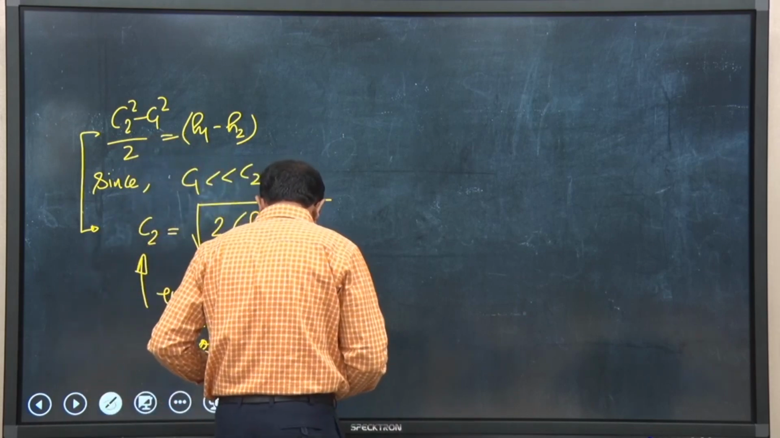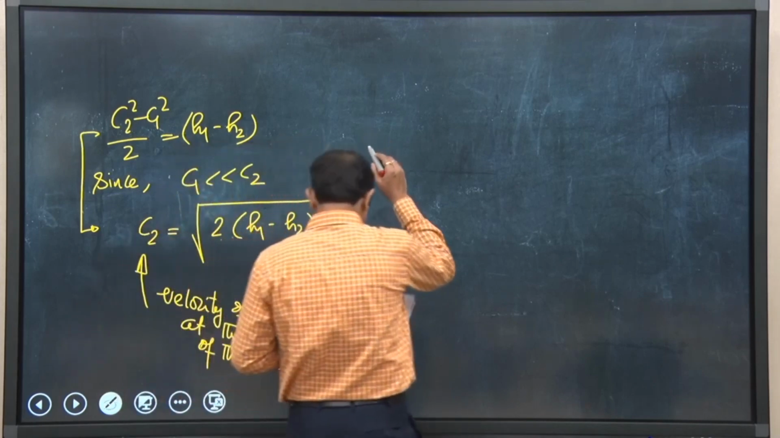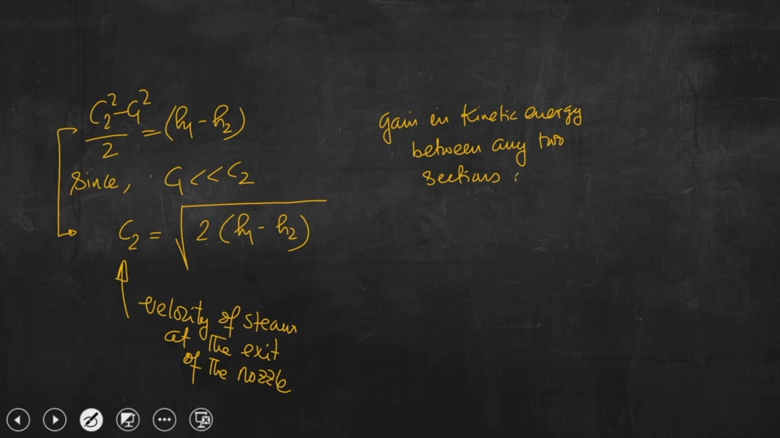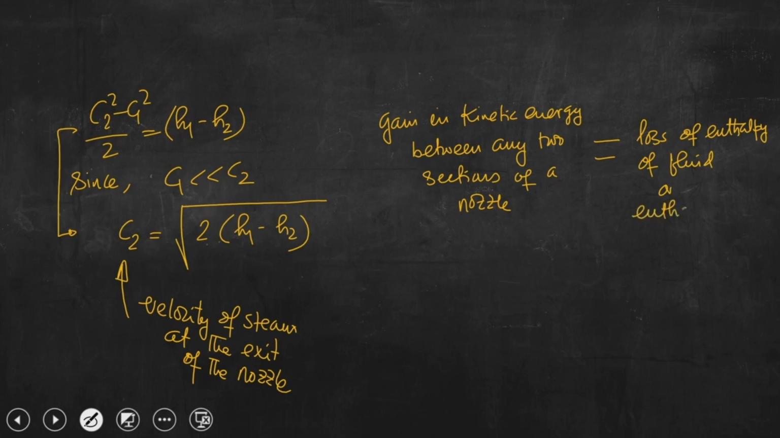If we go one step further, we can write that the gain in kinetic energy between any two sections of a nozzle is equal to the loss of enthalpy of fluid, or simply the enthalpy drop of the flowing fluid.